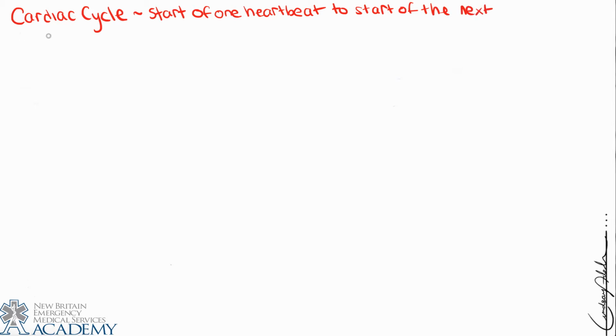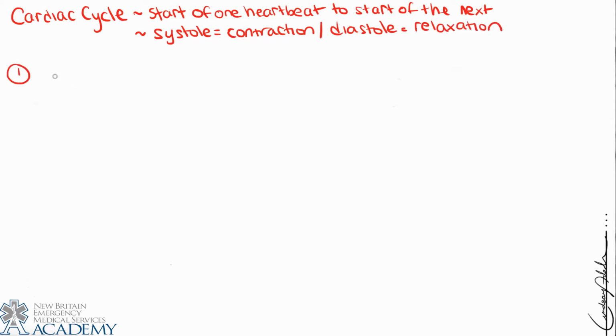So now we're going to take a little bit more of a global perspective and consider the cardiac cycle. The cardiac cycle is the start of one heartbeat to the start of the next heartbeat. And just a couple important words for terminology. Systole refers to contraction, and diastole refers to relaxation. So when we talk about things like EKGs, we have to remember that we're talking about depolarization and repolarization. But as we talk about the cardiac cycle, we're talking about contraction and relaxation, so electrical versus mechanical function.